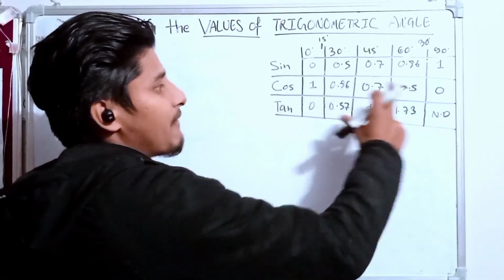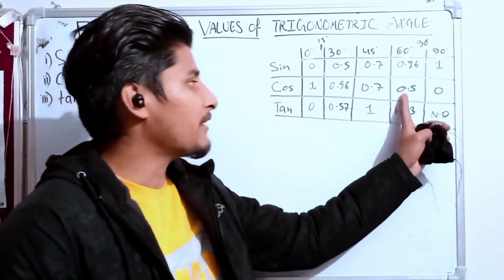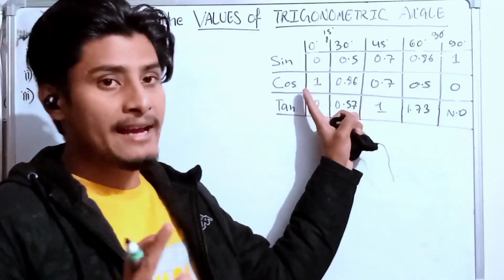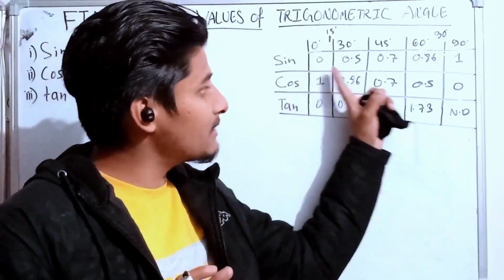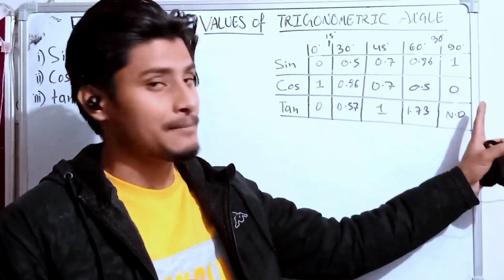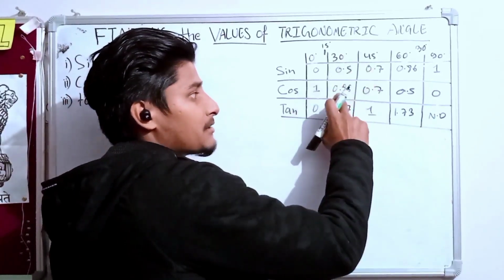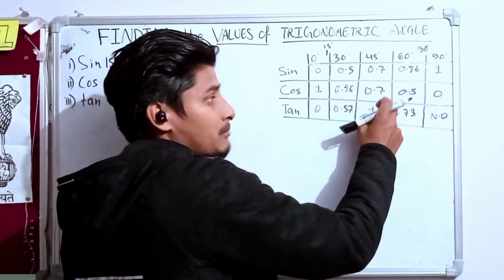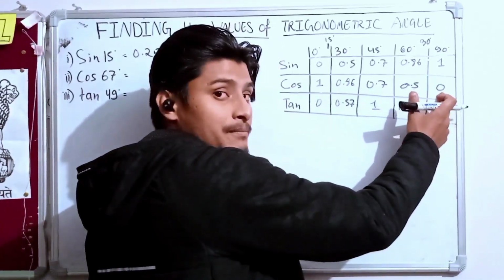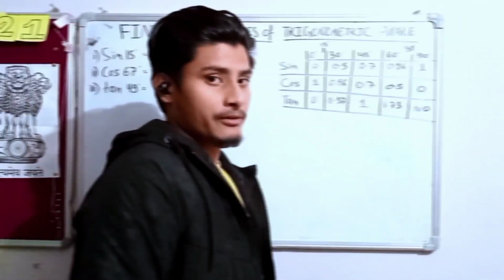It means I must have a value between 0.5 and 0. If you look carefully, when my angle is increasing, the value of the cos is decreasing. Angle is increasing, value is decreasing. See, at 0 degree it was 1, at 30 degrees 0.86, at 45 it is 0.7, at 60 it is 0.5, and at 90 it is 0, right? So my value is decreasing. So in this case, I need to find my 67, right? You understood this?